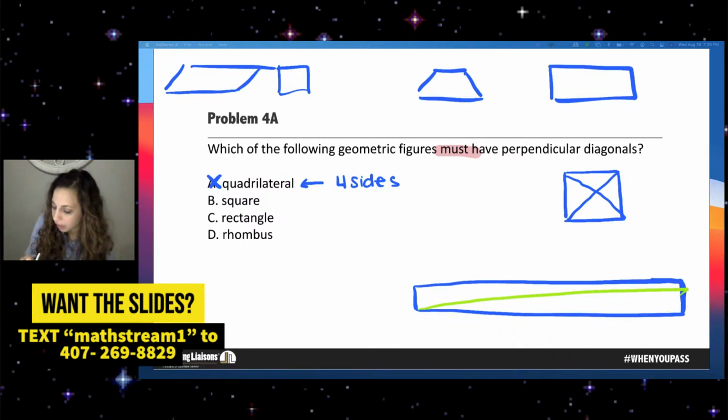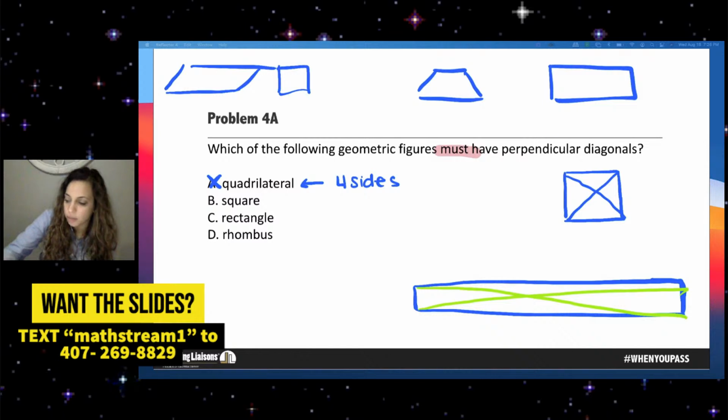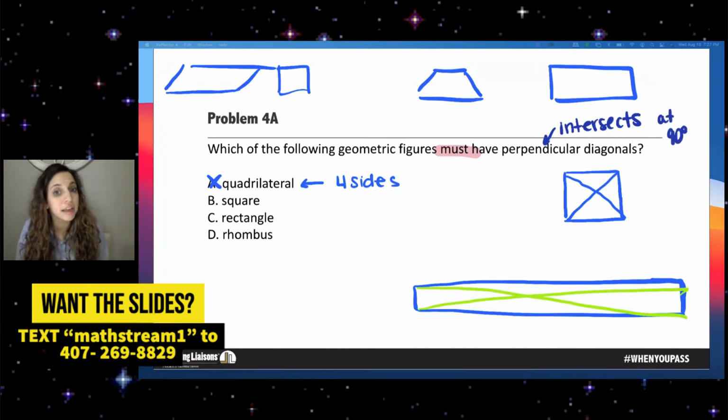Is there any way that they are going to be perpendicular? No, there's no way that's perpendicular. First, we need to know what perpendicular even means. Perpendicular means intersects at 90 degrees. And so when I draw a regular rectangle, like maybe one that looks like this, you may not be able to visually see it. But when I draw something like this, it's very obvious that that is not a 90-degree angle. So I can eliminate rectangle just based on that silly drawing that I just did.